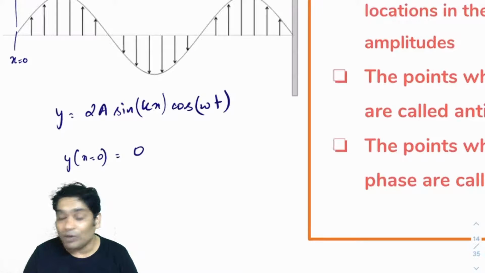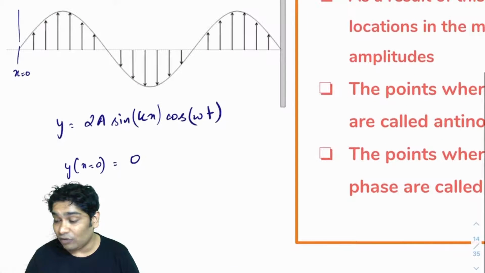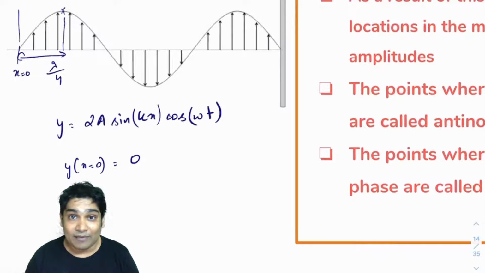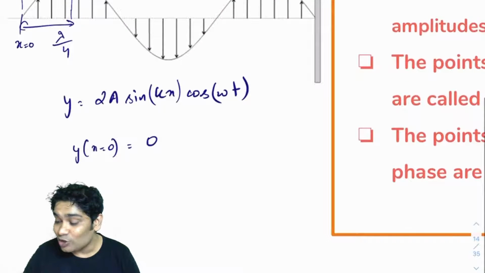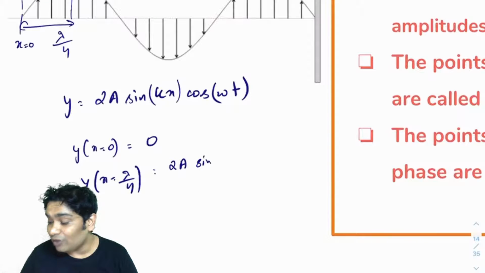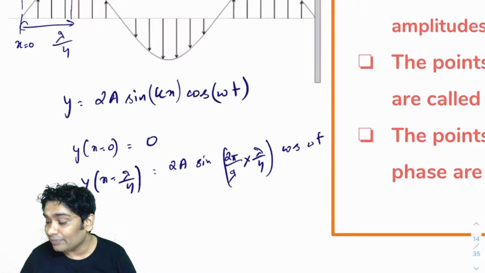At x equals 0, y would be 0, which means this never changes its position. However, if I move slightly forward, let's say if I reach here, and let this be lambda by 4. So if I move a distance lambda by 4 forward, let's see what the equation is. At x equals lambda over 4, I'm getting 2a into sine of (2 pi over lambda into lambda by 4) cos omega t. So for this, the equation becomes 2a cos omega t.